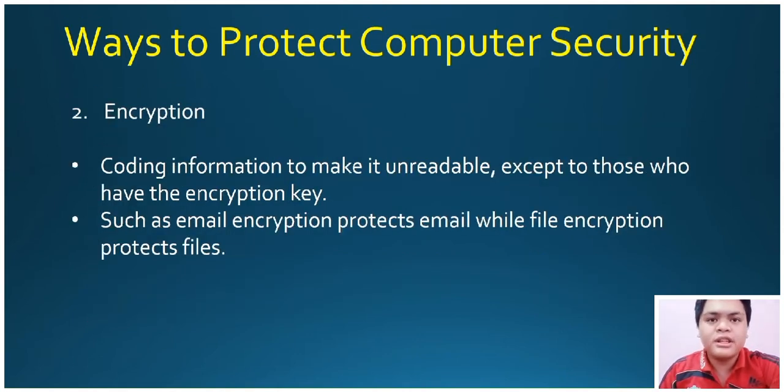The next one is encryption. Encryption is coding information to make it unreadable, except to those who have the encryption key. For example, email encryption only protects the email, and file encryption only protects the files.